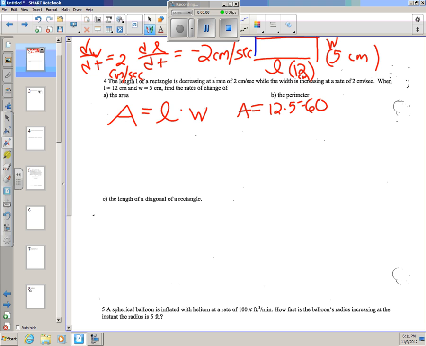and I said, okay, what's the rate of change of the area? Well, based on this, it would just be 0, right? The rate of change of 60 is 0. But that's not the case here. So we don't want to use that.